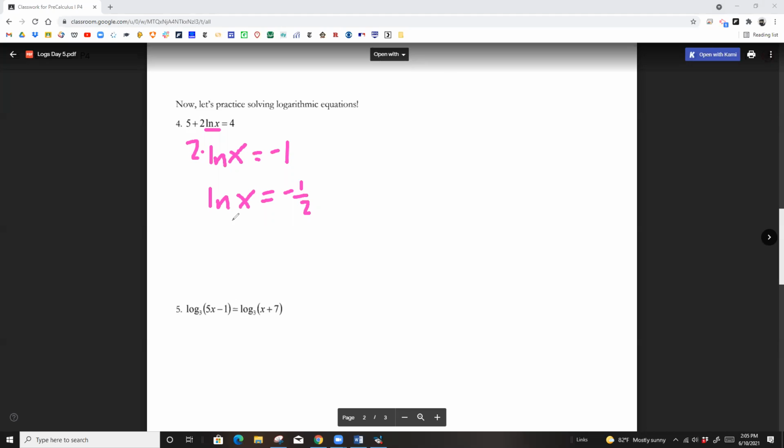Now remember, natural log means the base is e. So we can now take this log expression and put it into exponential form. Base is e, answer is x, and the exponent is -1/2. So e to -1/2. All right, and that's just a number. All right, e is around 2.7. So that's essentially 1 divided by the square root of 2.7. All right, so I would never ask you to do that in your head.